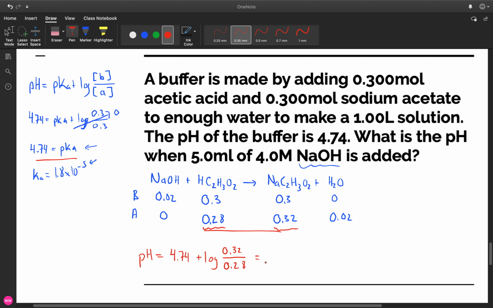After doing all this math, we find that the pH of the resulting solution is going to be 4.80. And this totally makes sense because by adding a base to a solution, it will increase the pH of the solution, not by very much. Notice that it's by 0.06. And that's good because we do not want buffer solutions to change pH when an acid or base is added to the solution. There's one more question down below.